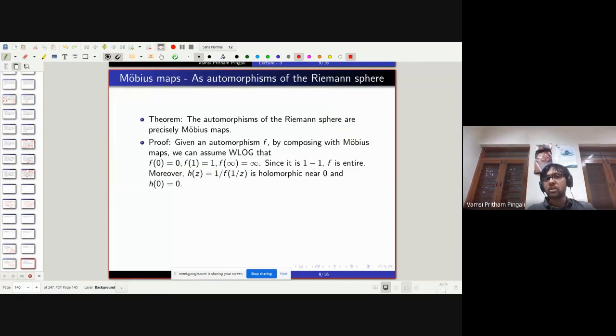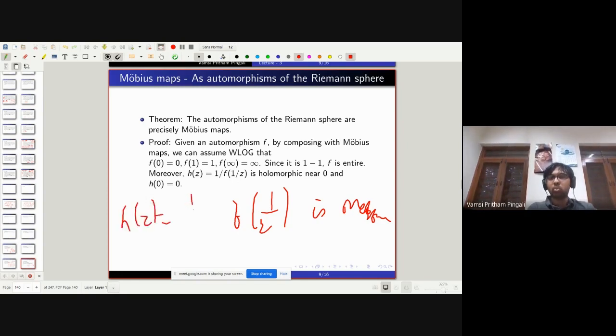Now, because it's an automorphism of the Riemann sphere, f of 1 by z is meromorphic, right? So if I define h of z as 1 by f of 1 by z, what happens? Near 0, it is holomorphic. Why? Because what can go wrong is that this can become infinity. In other words, this can become 0.